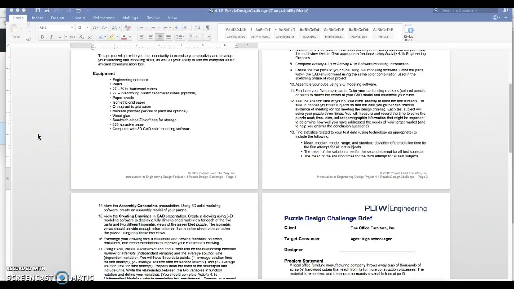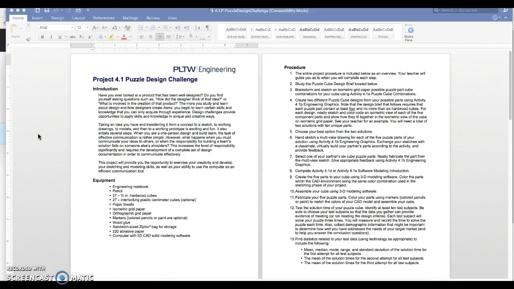Okay, so for my second analysis, I chose a Word document. The Word document, again, comes from Project Lead the Way, and it falls under the same module. Again, the premise here is that we're doing a puzzle design challenge. It's a 3D cube puzzle challenge, if you can picture that. And the PowerPoint was showing the students how to learn the modeling skills in Inventor.